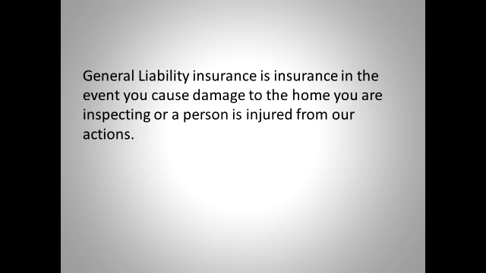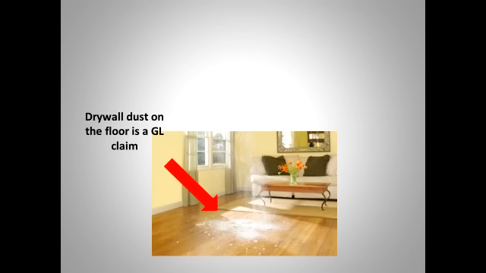Well, general liability insurance is there in the event that you cause damage to the home or business that you're inspecting, or that someone is injured through your actions or inactions while you do your job. Let's look at some general liability examples. If you did something in the home or building that caused drywall dust to be on the floor, the cleanup of that drywall dust could be a general liability claim. In most cases it wouldn't be, but it could be.